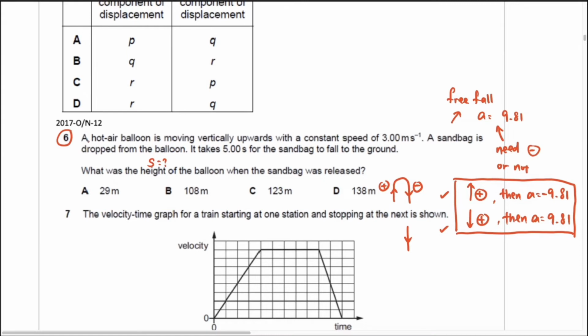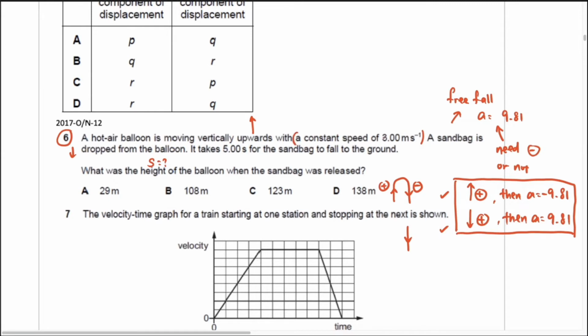Okay, so let's see this. The hot air balloon is moving vertically upwards, so we have up. A sandbag is dropped, we have down. So if you have up and down, up positive, down negative. And the hot air balloon moves at a constant speed of 3 meters per second.